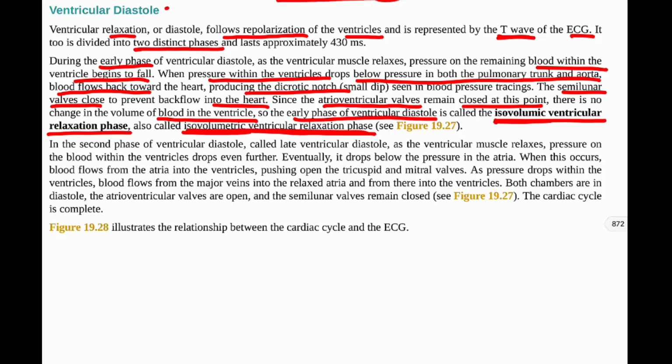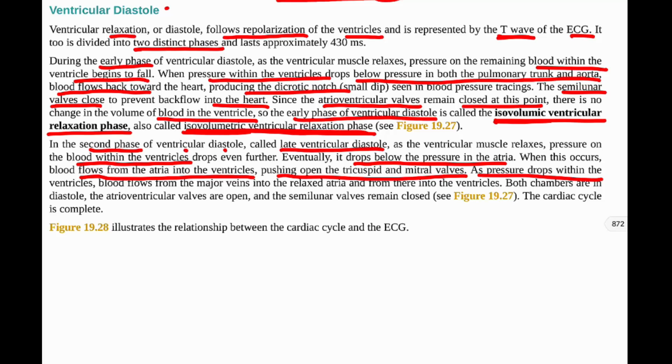In the second phase of ventricular diastole, which is called the late ventricular diastole, the ventricular muscles are completely relaxed, pressure on the blood within the ventricles drops even further, and eventually it drops below the pressure in the atria. When that happens, the blood is going to flow from the atria into the ventricles, pushing open the tricuspid and bicuspid valves. As pressure drops within the ventricles, the blood is going to flow from the major veins into the relaxed atria, and from there into the ventricles, and we start over again.